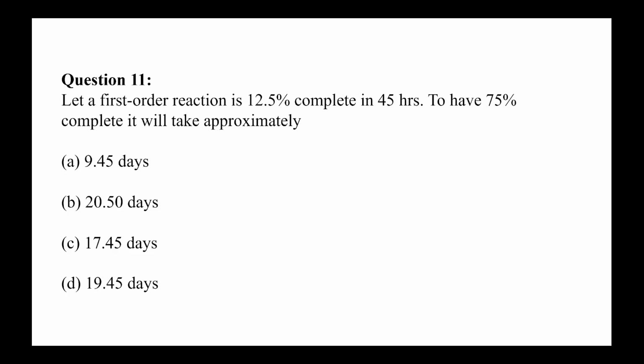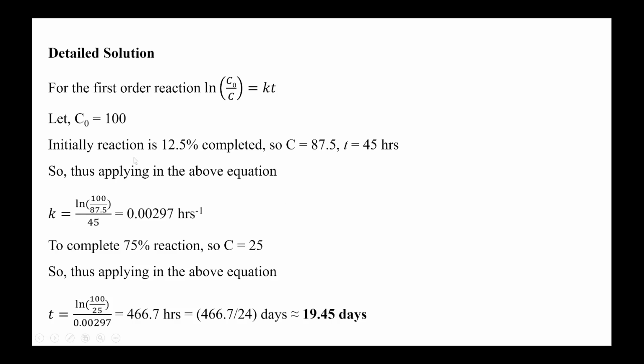So, a simple way of solving such percentage based questions is to assume that the initial concentration is 100. Okay. So, if the initial concentration is 100, the final concentration would be 100 minus 12.5, because 12.5% of that reactant concentration is used up or consumed or reduced. So the final concentration would be 100 minus 12.5, that is 87.5, and time is 45 hours. So just take 100 divided by 87.5, take the natural log and divide by 45, you will get the rate constant.